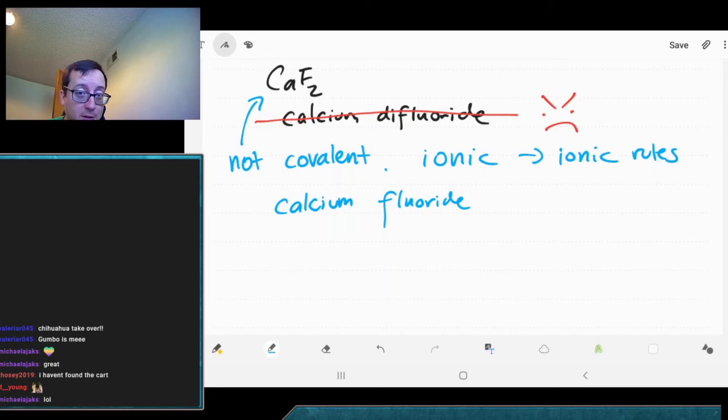So as a result, the name is simpler. The name does not include the number of any of these because there's never any other case that it's going to have besides CaF2. So that's calcium fluoride. Nothing else is calcium fluoride. There are no other calcium fluorine compounds I could make. So as a result, that's the naming convention we use. So we don't need to say difluoride because we already know there's no other way to mix calcium and fluorine together.